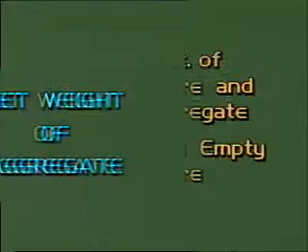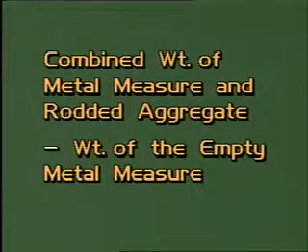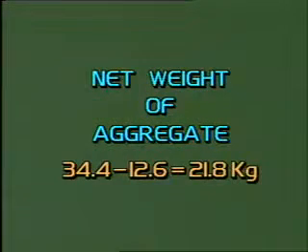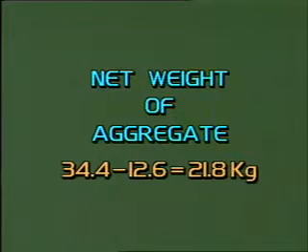The net weight of the aggregate in the measure is determined by subtracting the weight of the empty metal measure from the combined weight of the metal measure and rodded aggregates. Net weight of the aggregate shall be equal to 34.4 minus 12.6, which is equal to 21.8 kilograms.